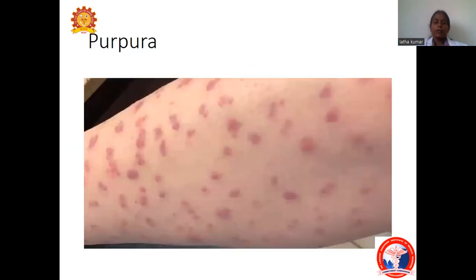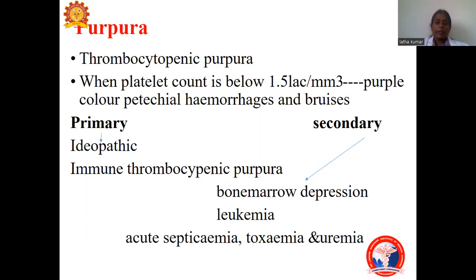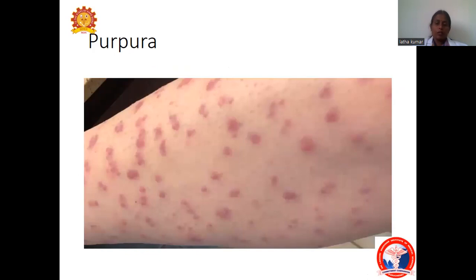In this picture, you can see red colored petechial hemorrhages on the skin. This is thrombocytopenic purpura.